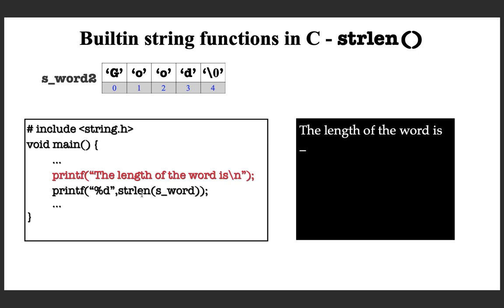And what will be printed as the length? Will it be 5 or 4? It's actually 4. The \0 is not counted by the strlen function. It will only count the number of characters just before the first \0.